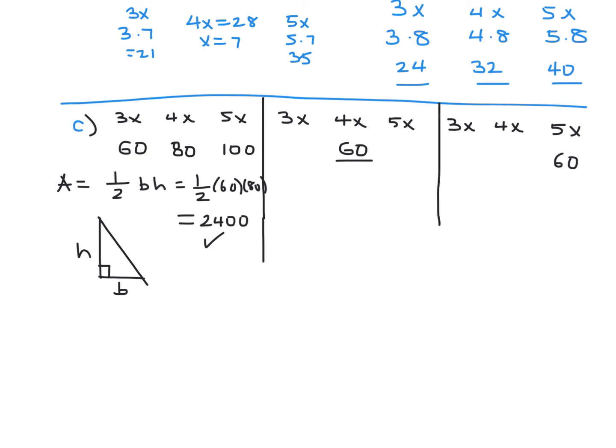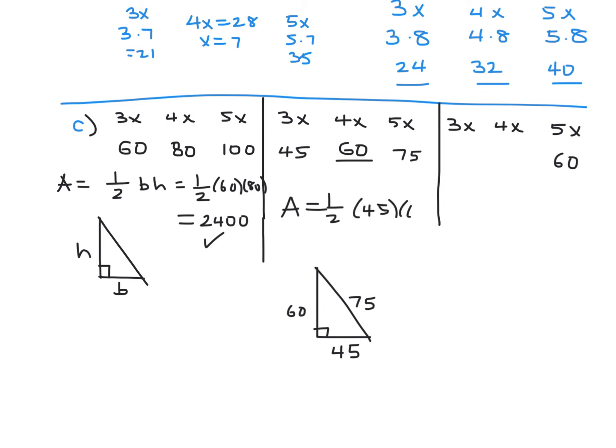4x is 60, so that means x is 15. So 3x would be 45, and 5x would be 75. So similar, this is one of those triangles where you have 45, 60, and 75 like that. Area would be 1/2 base times height. The base is 45. The height is 60. And the calculation would be 1350.